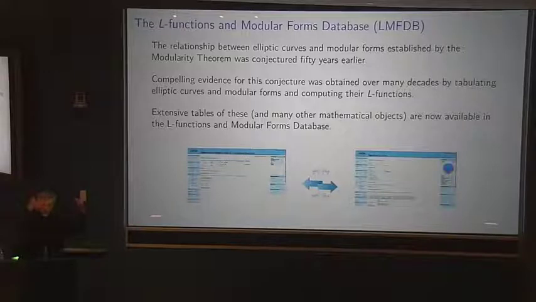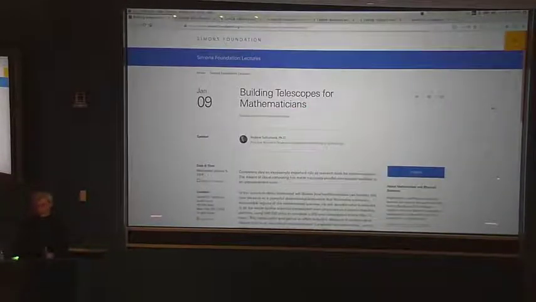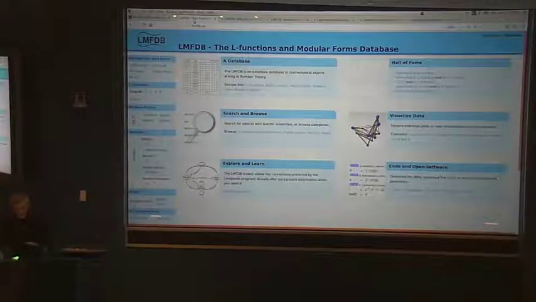Over many decades, ever larger tables of elliptic curves and modular forms were made, matching these two objects up. Computing L functions, computing sequences of traces of Frobenii, was how you find the match. These tables of elliptic curves and modular forms are now available in what is known as the L functions and modular forms database. I just want to give you a quick glimpse at some of the things it contains.